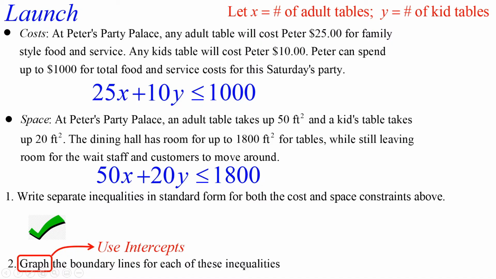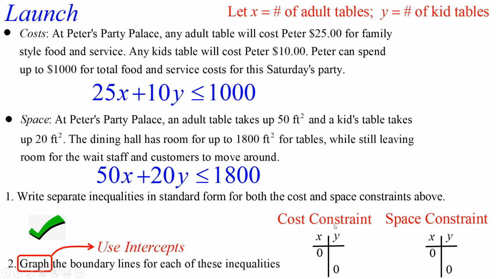And we're going to use intercepts to do that. And again, when we have standard form, we like to graph boundary lines with intercepts. And with that, I like to use cute little tables. So for the cost constraint, at the y-intercept, x will be 0, and at the x-intercept, y will be 0. So let's look at that cost constraint above. 25x plus 10y is less than or equal to 1,000.